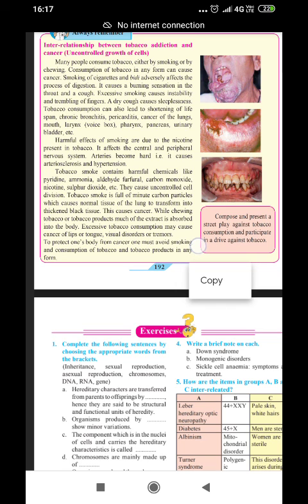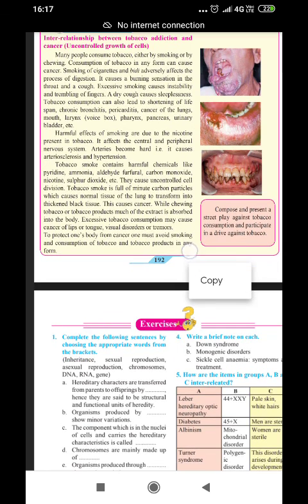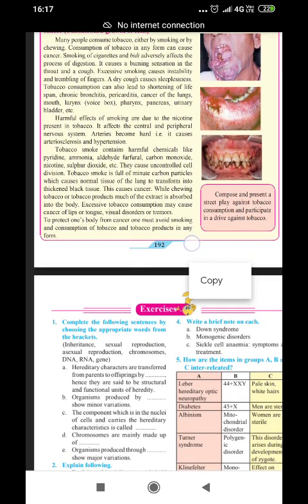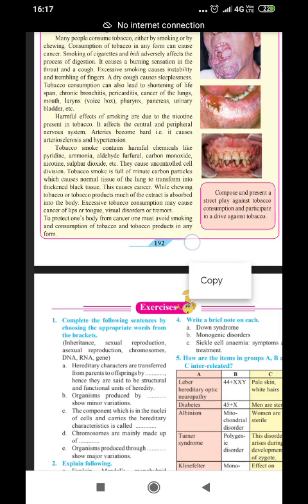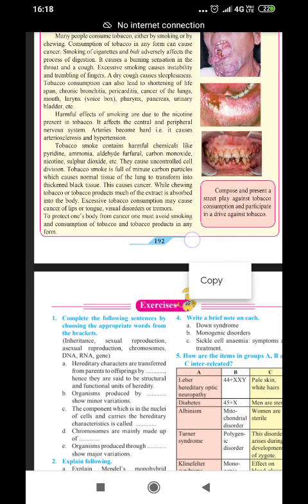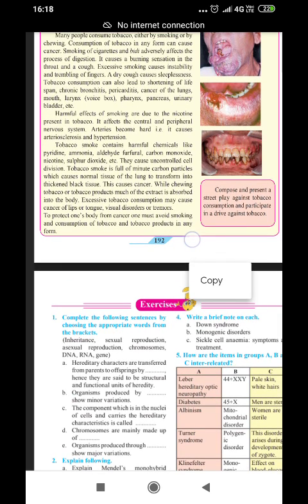Tobacco consumption can also lead to shortening of lifespan, chronic bronchitis, pericarditis, and cancer of the lungs, mouth, and larynx, which we also call the voice box in common language. Then pharynx, windpipe, pancreas, then urinary bladder, etc. Harmful effects of smoking are due to the nicotine present in the tobacco. It affects the central and peripheral nervous system. Arteries become hard. That is, it causes arteriosclerosis, that is blockage of blood, and hypertension, high blood pressure.